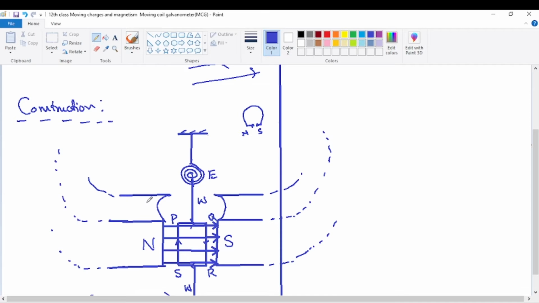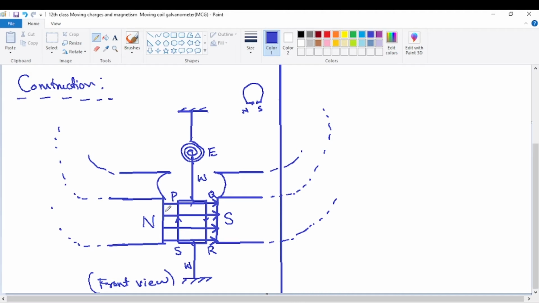The remaining circular magnet starts from here, say the north pole, goes like this, like a circle, and again comes like this, and ends at the south pole. That way it looks such that the north and south poles are exactly facing each other. Now just see here, both the north pole end and the south pole end are exactly facing each other.